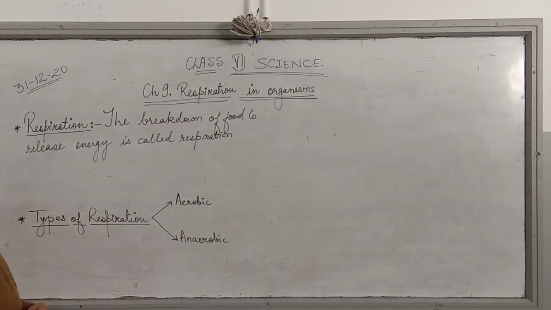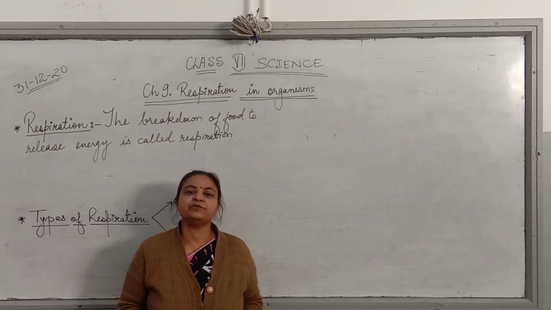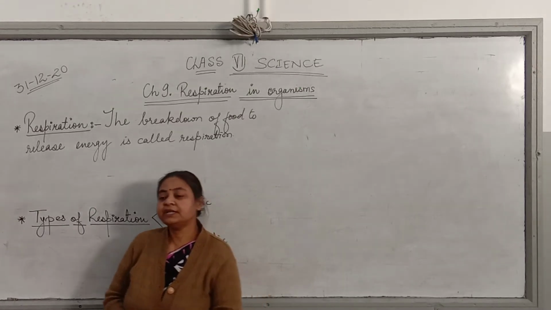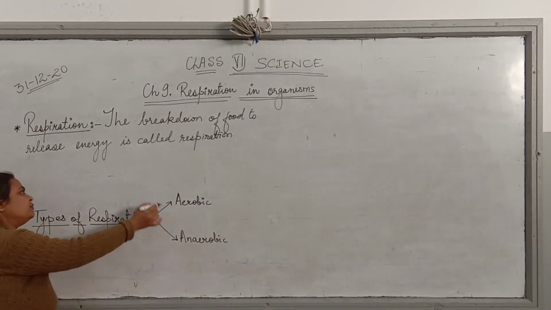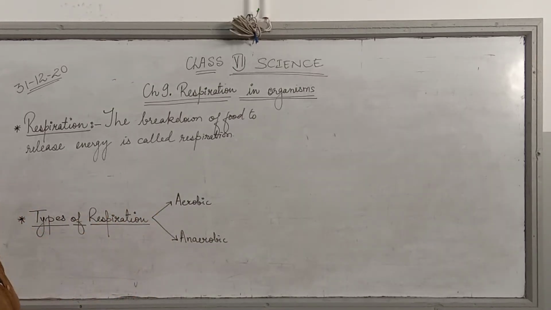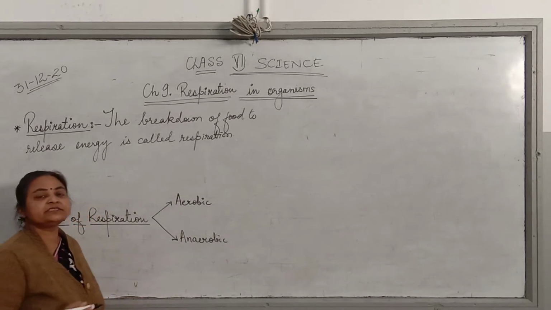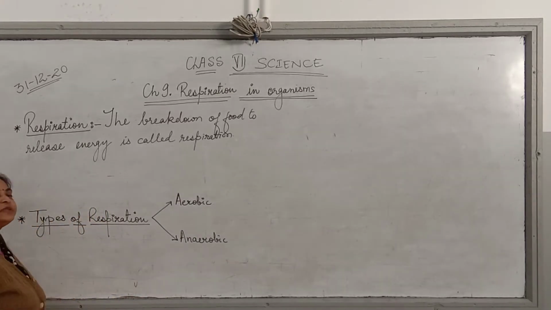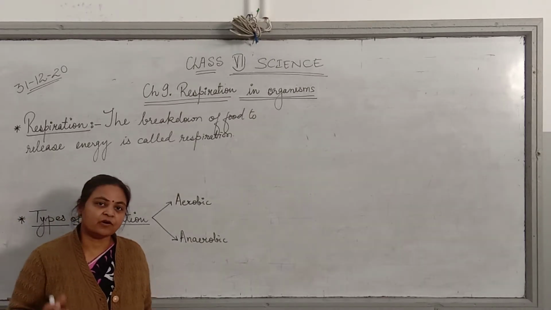Now, earlier we had a notion that respiration can only take place when oxygen is there. But now we can see that I have written here two types of respiration. Right? There are two types of respiration. One is aerobic respiration. Aerobic means in which oxygen is required. And second is anaerobic respiration, which can occur without oxygen also.